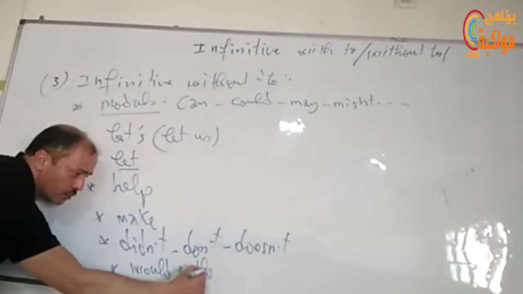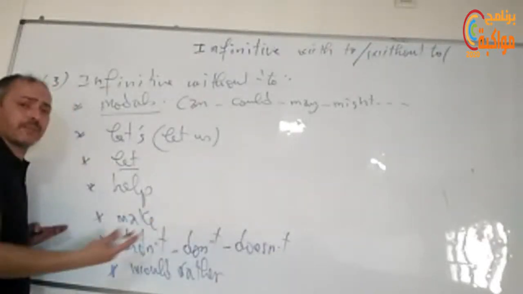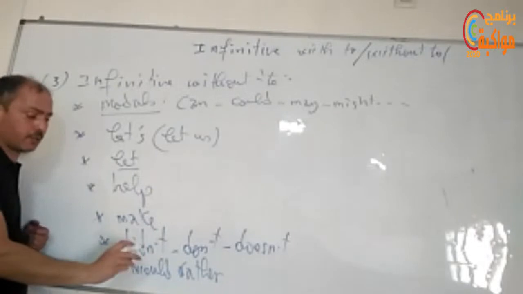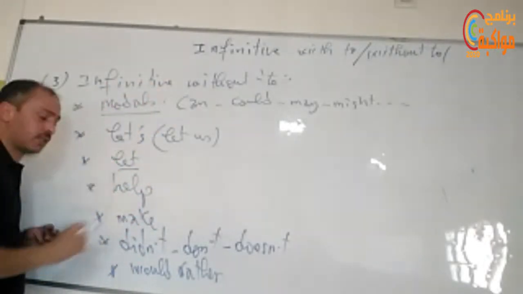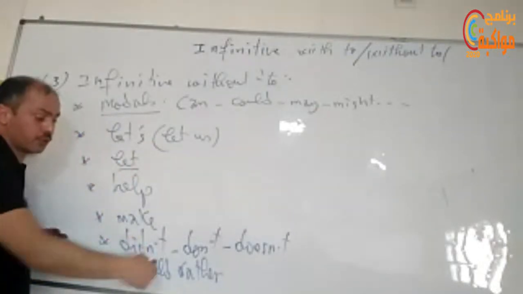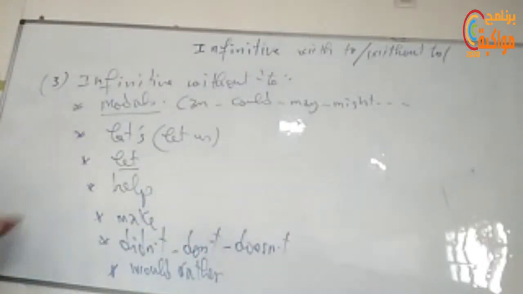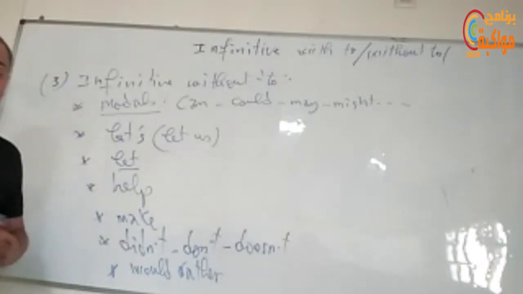And look out, we have an expression here: would rather. I would rather means I prefer. I would rather stay here. I would rather go there. I would rather study. I would rather study a major, for example. I would rather plus infinitive without to. So here we have finished the use of the infinitive with to, without to, and the ing form.